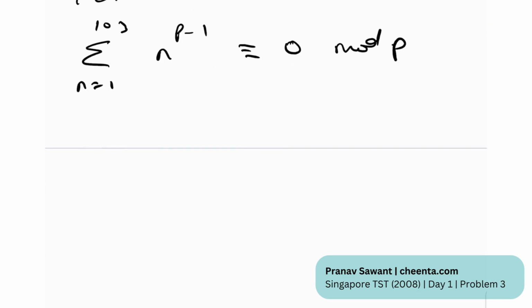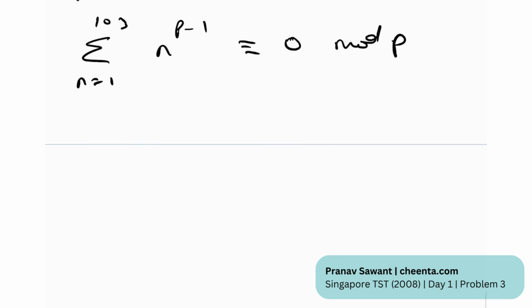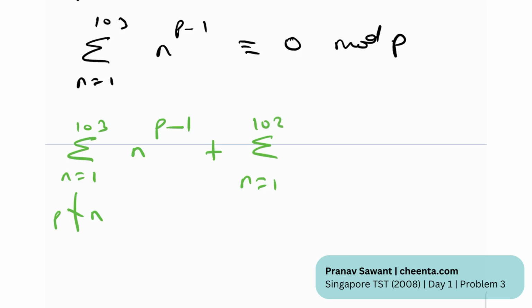I'm really going to divide this sum into two components, right? I'm going to state it as summation from n equals 1 to 103 of n raised power P minus 1 such that this prime P does not divide n, plus the summation from n equals 1 to 103 of n raised power P minus 1 so that this prime P actually divides n. I was just writing this entire sum like this because P can either divide n or it won't divide n, right? It's as clear as that.